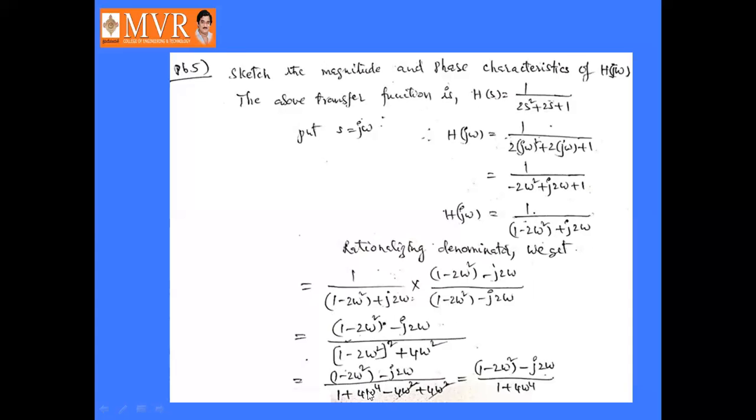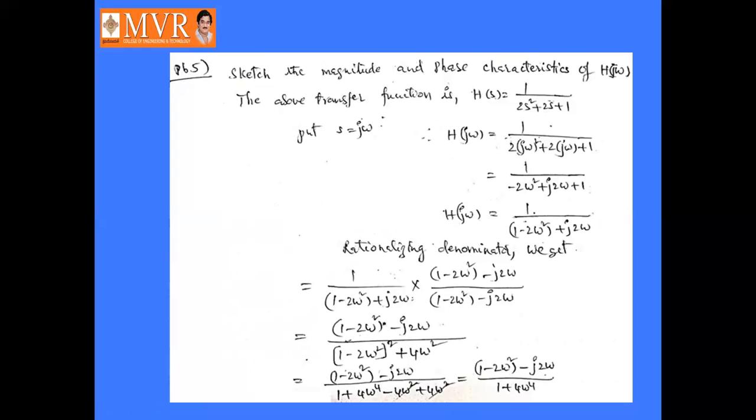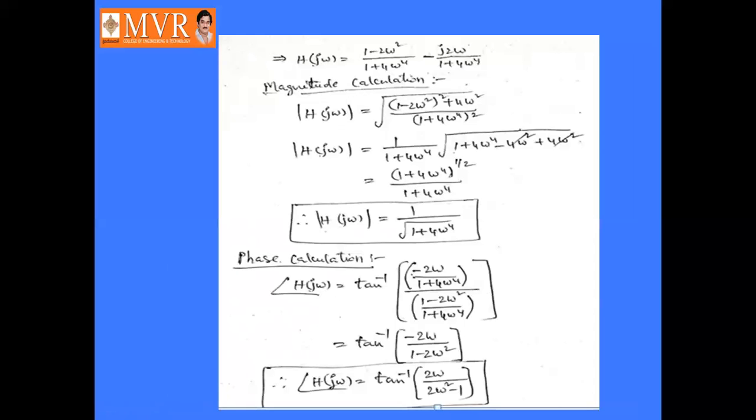So it is 1 plus 4 omega power 4 minus 4 omega square plus 4 omega square. So 4 omega square minus 4 omega square gets cancelled, so that it will become 1 minus 2 omega square minus j 2 omega by 1 plus 4 omega power 4. Okay, so H of j omega is equal to 1 minus 2 omega square by 1 plus 4 omega power 4 minus j 2 omega by 1 plus 4 omega power 4.